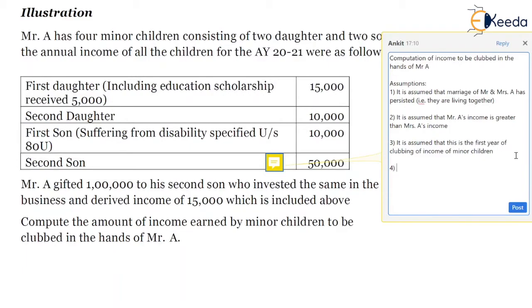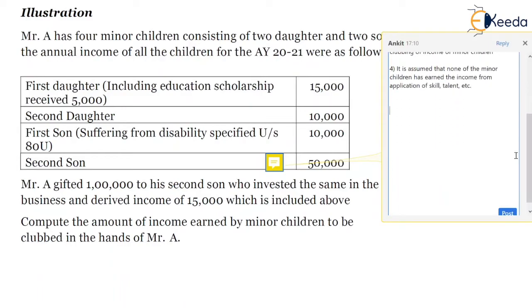And fourth, you can put as, it is assumed that none of the minor children has earned the income from application of skill, talent, etc. Correct? This is also missing in the illustration. So friends, first daughter, correct? Education scholarship will be exempt.